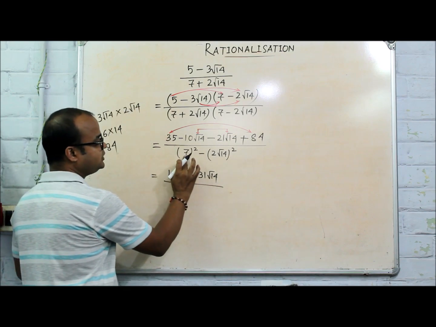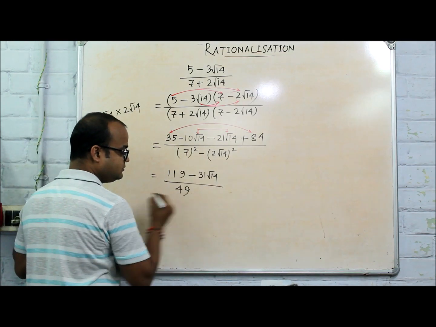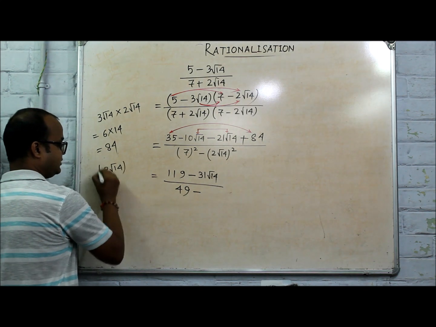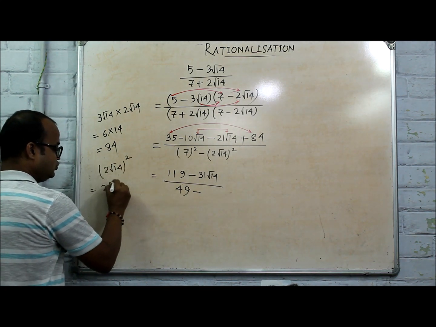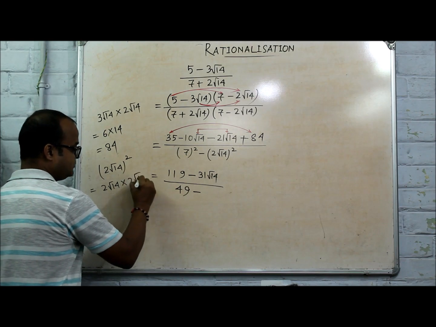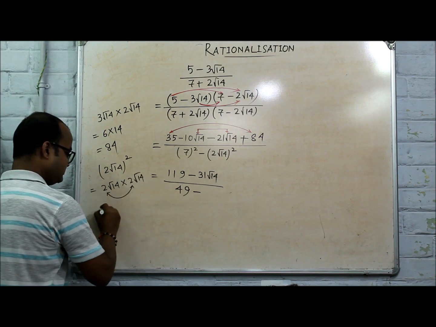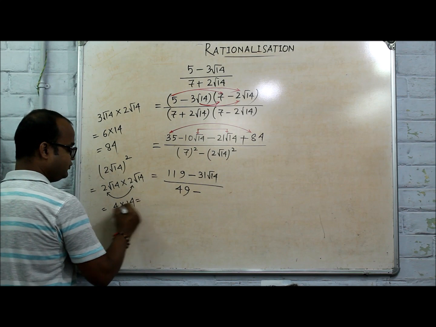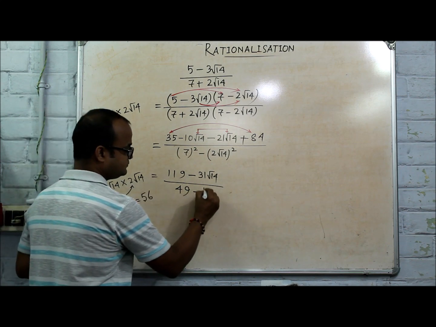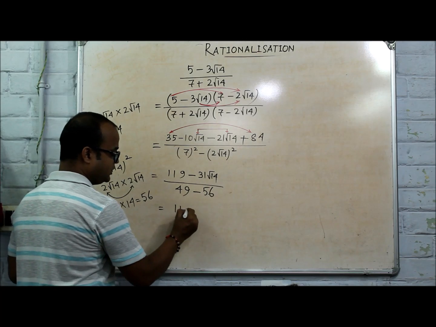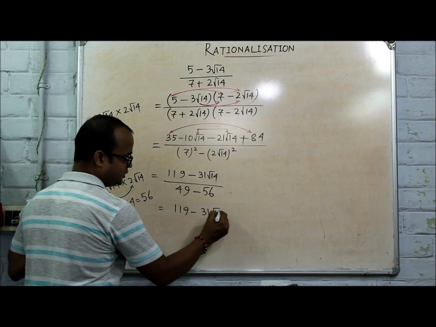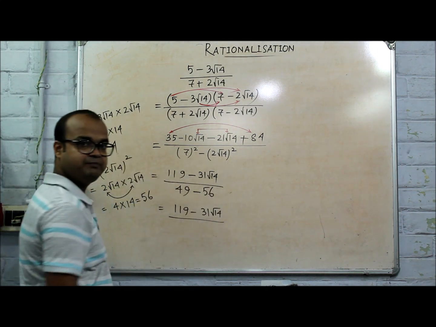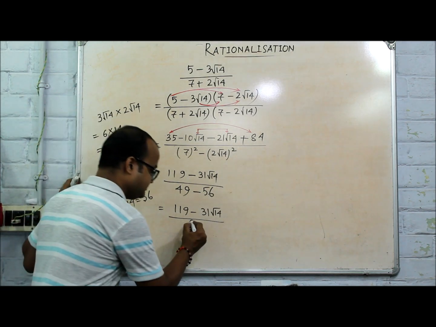If you simplify the denominator, 7 square is 49, minus (2 root 14) square. So this can be written as 2 root 14 into 2 root 14. 2 twos are 4, root 14 into root 14 is equal to 14, and 14 fours are 56. So you write 56 here. So 119 minus 31 root 14 by 49 minus 56. 49 minus 56 is equal to minus 7.